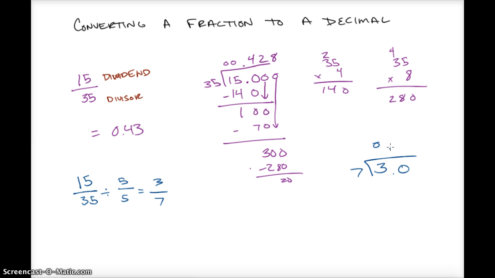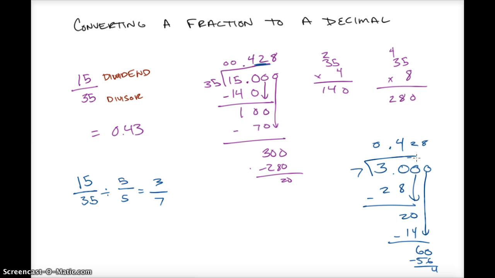7 goes into 3 0 times. 7 goes into 34 times. Subtract 28. 2 left over. 7 goes into 22 times. Subtract 14. 6 left over. And I'm going to go to my thousandths so that way I can round to my hundredths. 7 goes into 68 times, where I have to subtract 56. And then left with 4. So notice I got the same answer here because these are equivalent fractions, so they represent the same decimal. And I'm just going to round this to the nearest hundredths place, so that should be 43 hundredths. So that's how you convert a fraction to a decimal.